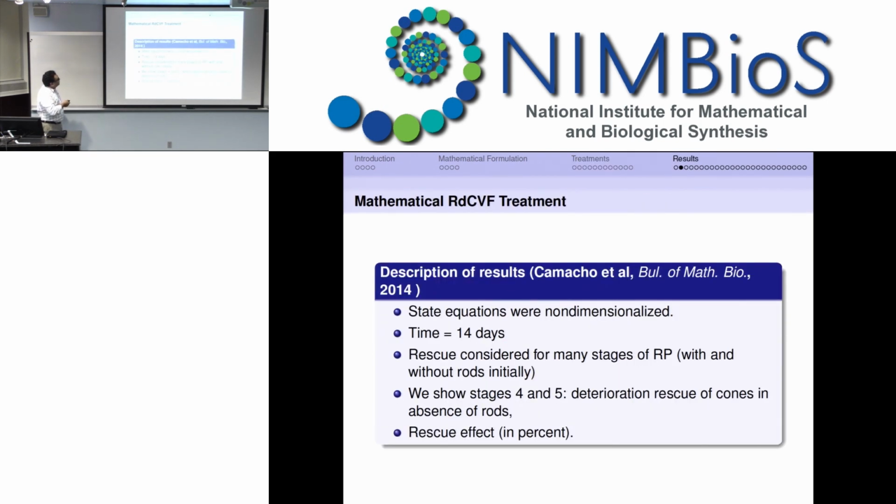Okay, all right, so what we did mathematically, for numerical purposes, is non-dimensionalize our equation. Our numbers, if you notice, were on the order of millions. The experiments were carried out over 14 days, and the rescue was considered for many different stages of retinitis pigmentosa. We have 5 stages, and as we go from the first to the fifth stage, it deteriorates more and more. I'm only going to present the fourth and fifth stages, where you will see that the rods, both mutated and normal, no longer exist.